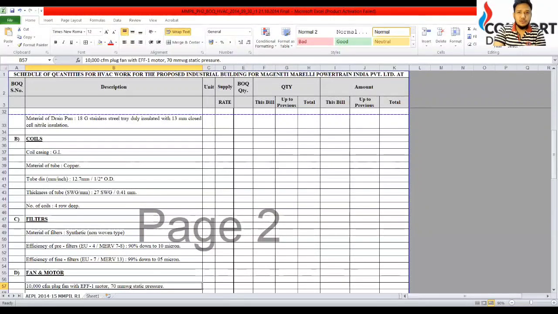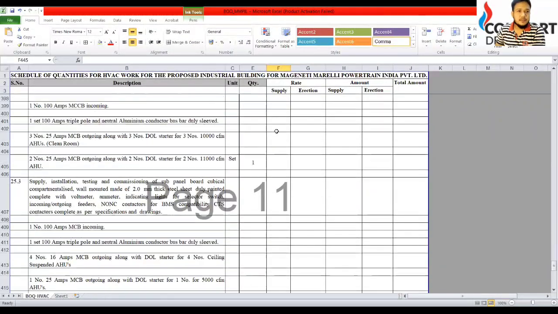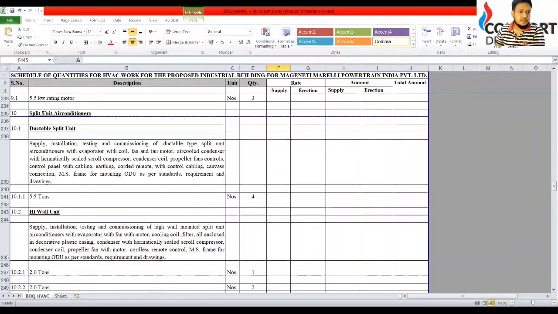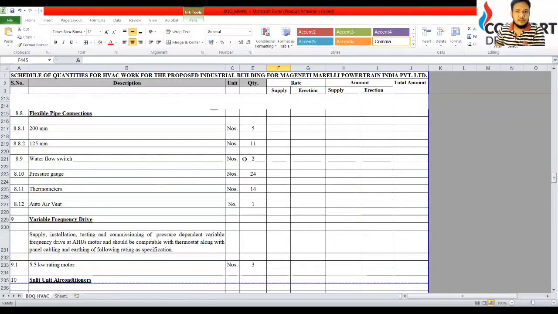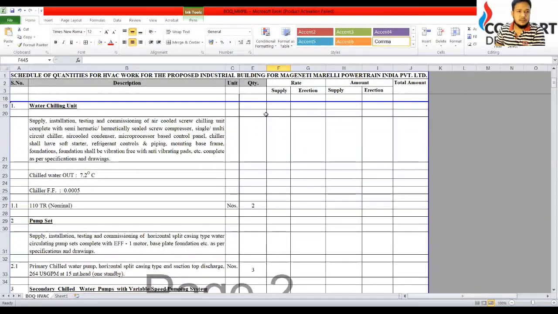Just give me 2 more minutes. I am just opening that particular BOQ. Is this BOQ visible to you? From here it is there.